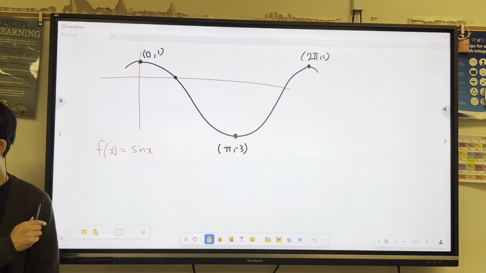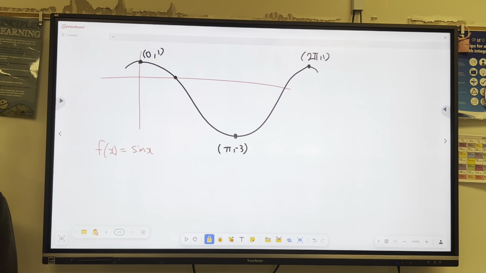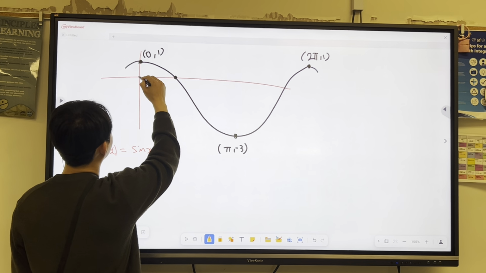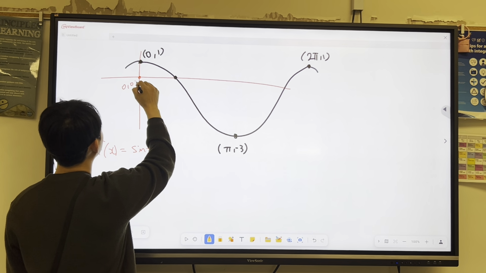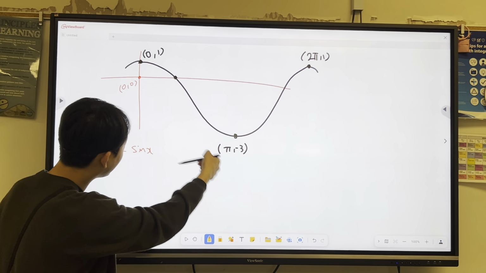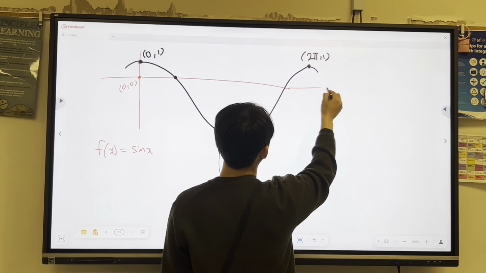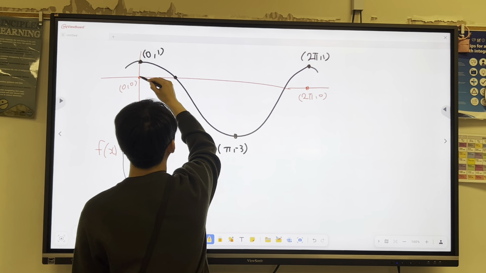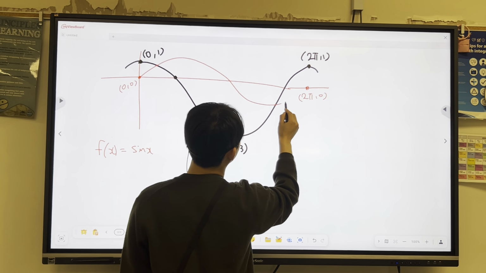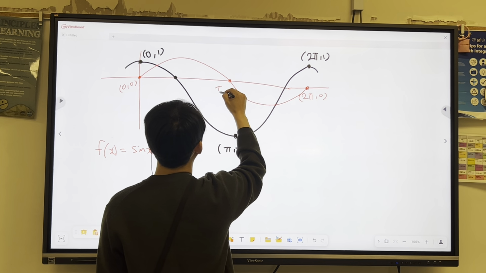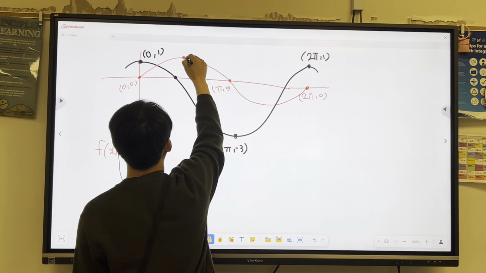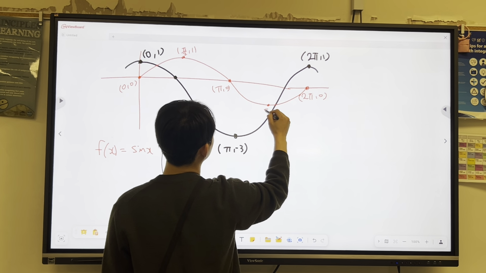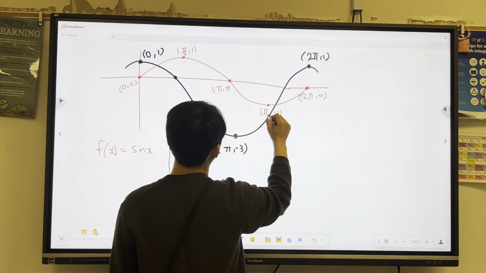So after I identify the core, what do I do? I need to sketch the sine of x. So let me sketch the sine of x on this graph, starting from the midpoint, (0, 0). It takes 2 pi for me to complete the cycle. So it goes up and down and up. Pi over 2, 1, and 3 pi over 2, -1.